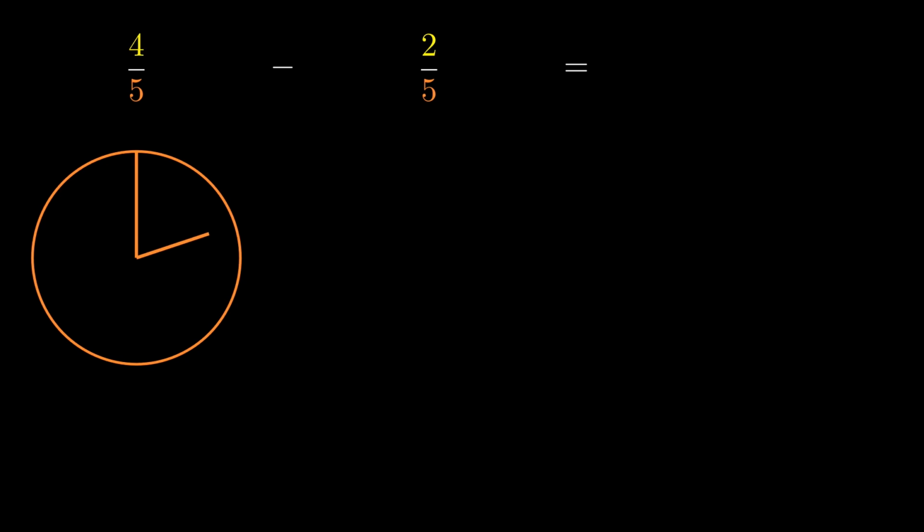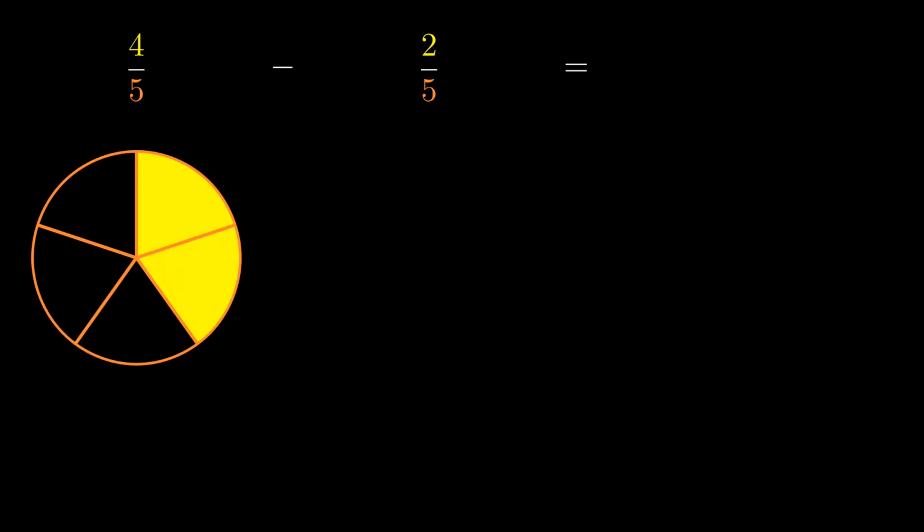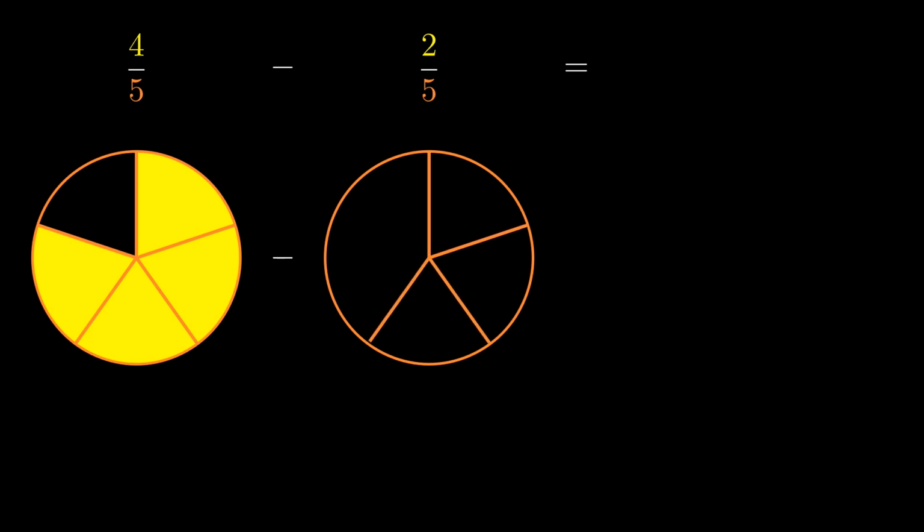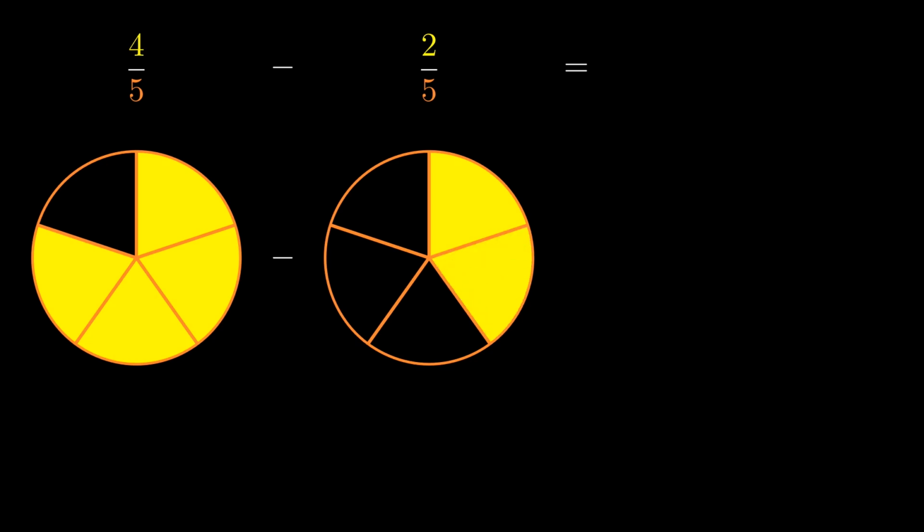Let's now take a look at another example. 4 over 5 minus 2 over 5. Let's represent this in terms of diagrams again. So let's split the first diagram, or the first circle, into 5, and shade 4 of the regions, as shown here. And the second fraction is again represented by another pizza split into 5, as shown here, with 2 of the regions shaded.